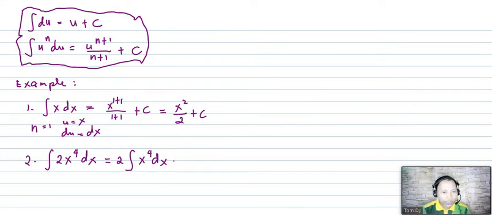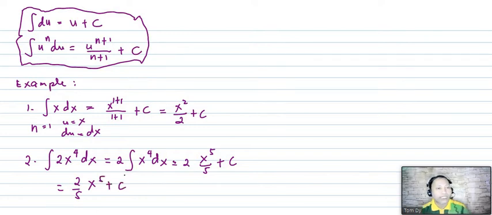Therefore, that is equivalent to 2 times x raised to 4 plus 1, that is 5, over 5, plus c. So our final answer is equivalent to 2 over 5 x to the 5th plus c. That will be our final answer for this particular problem.